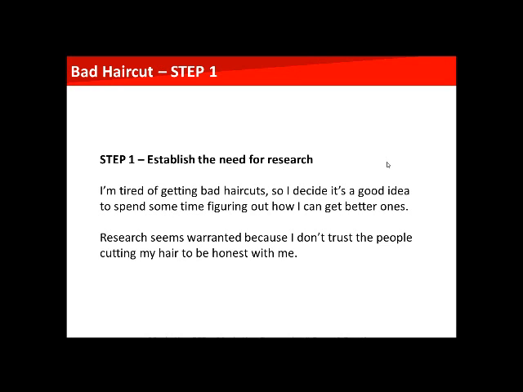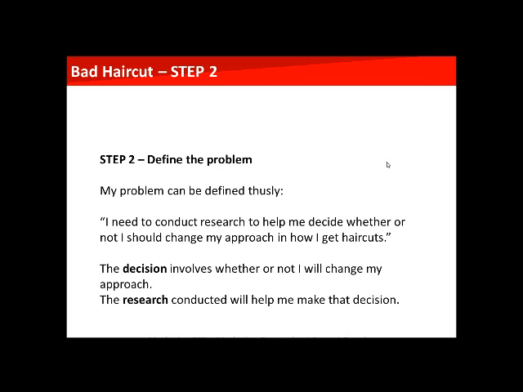So let's think first of all about step 1, establishing the need for research. I'm really tired of getting bad haircuts, so I decide it's a good idea to spend some time figuring out how I can get better ones. Now, research seems warranted because I don't trust the people cutting my hair to actually be honest with me. If I go and ask them why they're not giving me the haircuts that I feel are good haircuts, they're going to blame it on all sorts of things, and I don't trust them to actually tell me whether or not they're competent to give me a good haircut. So I need to do research so I can evaluate for myself whether or not they are competent. So I've established the need for research.